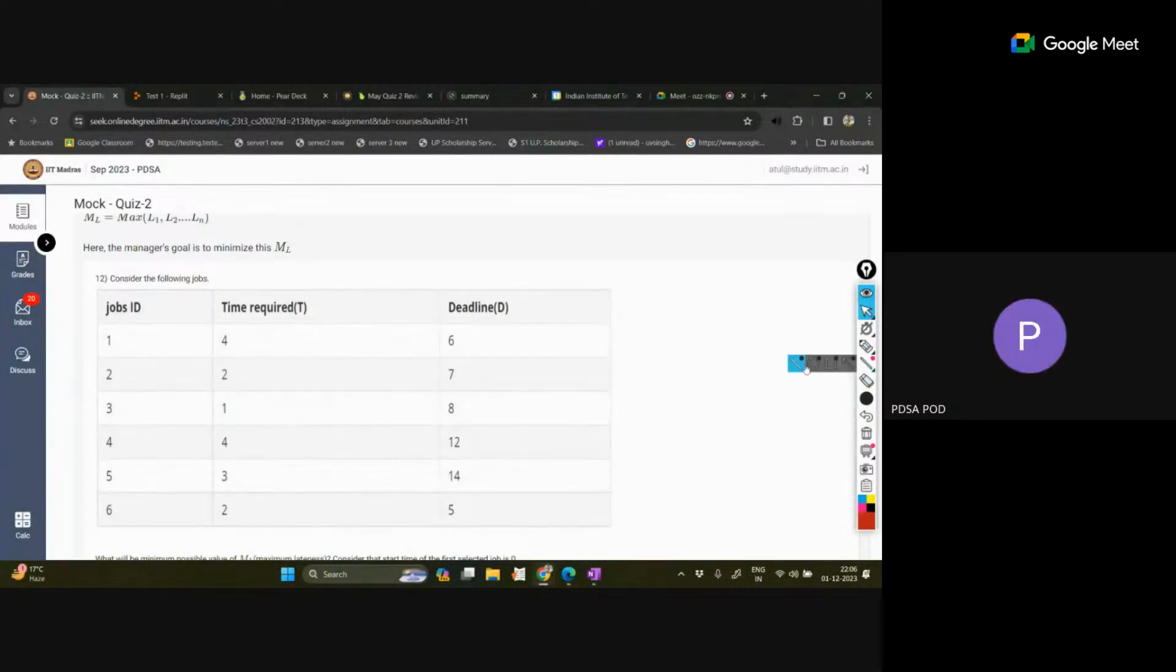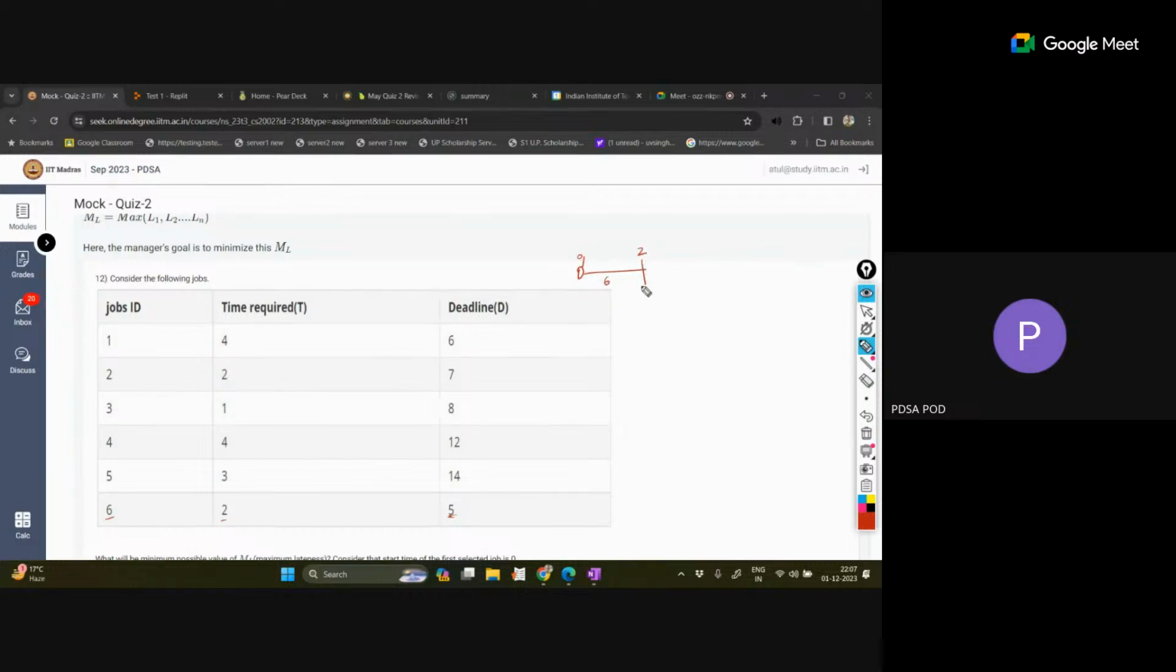After that, just note down this process. After sorting based on the deadline, this job 5 will come at the first position because this is the smallest one. In this case, you will start from time 0, and this job ID 6 is taking 2 time units. So you are starting from 0, and 0 plus 2 is 2. So first this job will be completed.